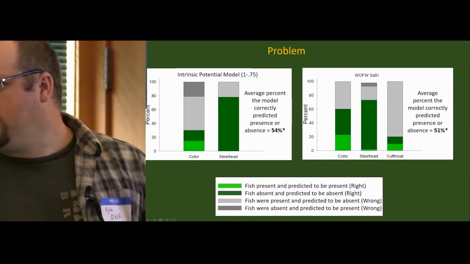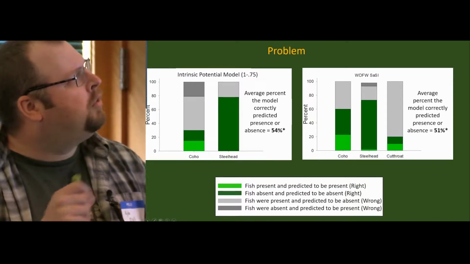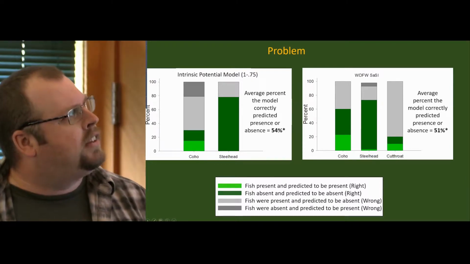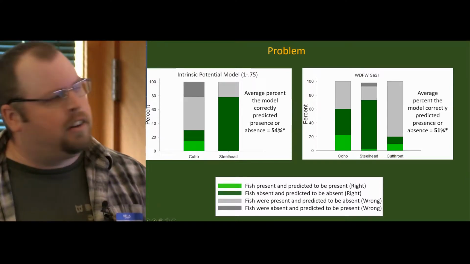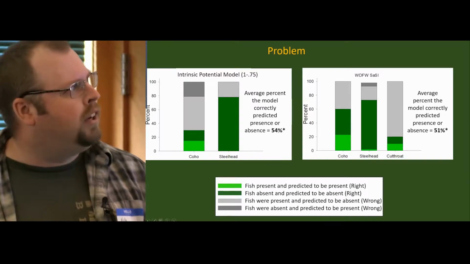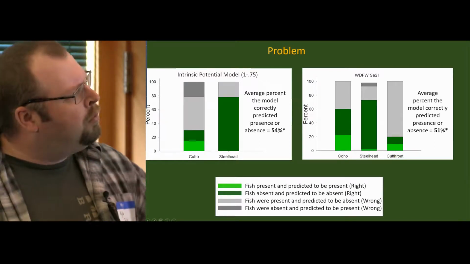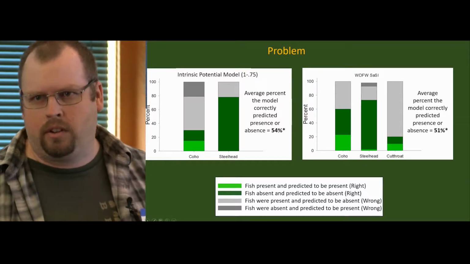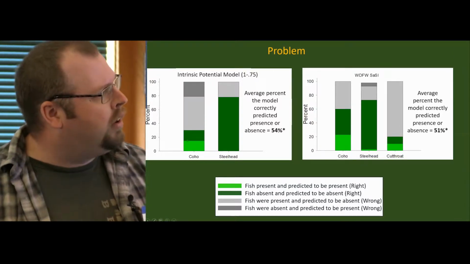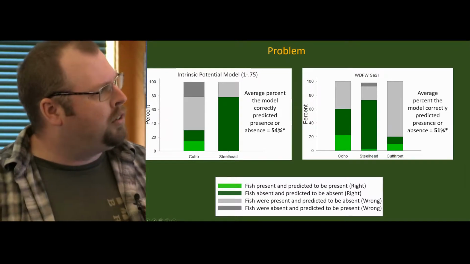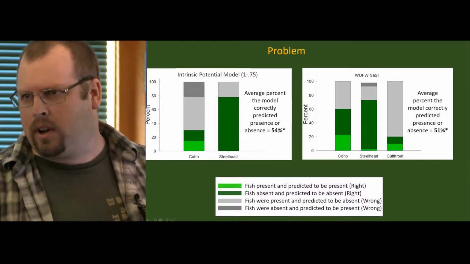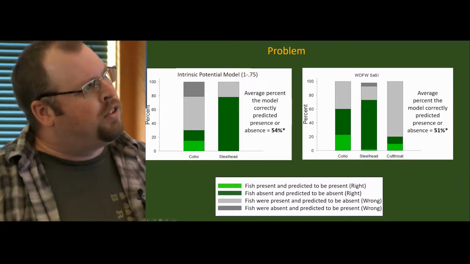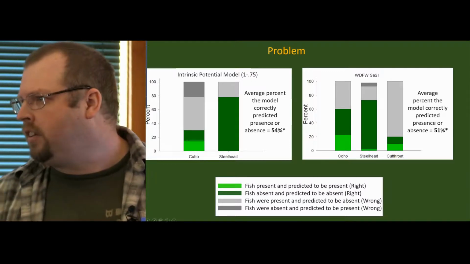So first I looked at the available data sets over this area. We had 2 different data sets available, the intrinsic potential model and the SASE data set. And I compared that to my field sampling in 2015. And this is what I found here. If you look at these graphs, the green is where they agree with what I found in the field. The gray is where it's wrong. The light green is where fish were present and predicted to be present. The dark green is where they're absent and predicted to be absent. You see from both these graphs, they weren't that great at predicting fish presence in our basins.